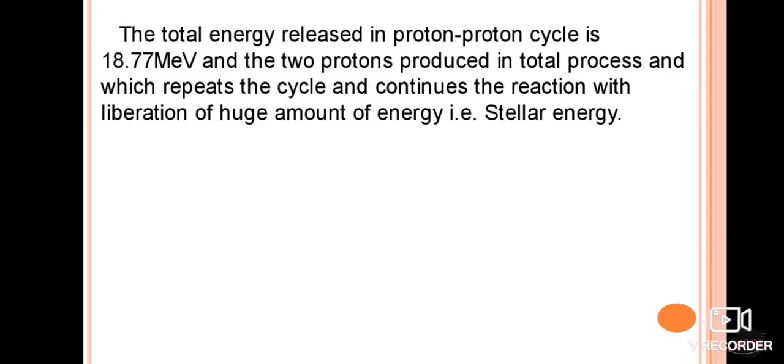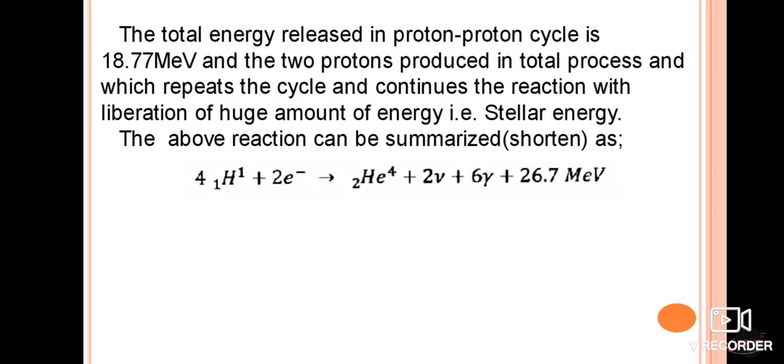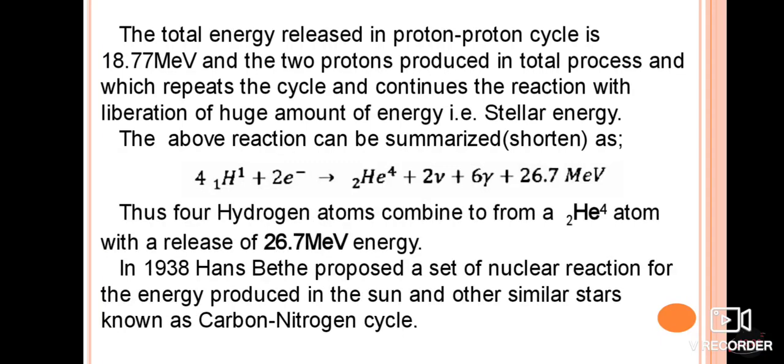protons are produced in the total process, which repeats the cycle and continues the reaction, and which liberates a large amount of energy, that is called the stellar energy. The above equation we can shorten as 4H1 plus 2 electrons gives 2He4 plus 2 neutrinos plus 6 gamma plus 26.7 MeV. Thus 4 hydrogen atoms combine to form a helium atom, with a release of 26.7 MeV of energy.